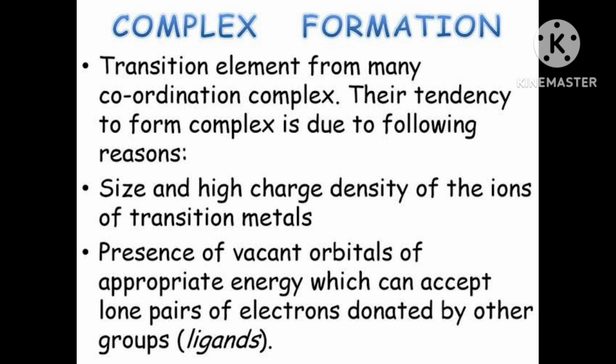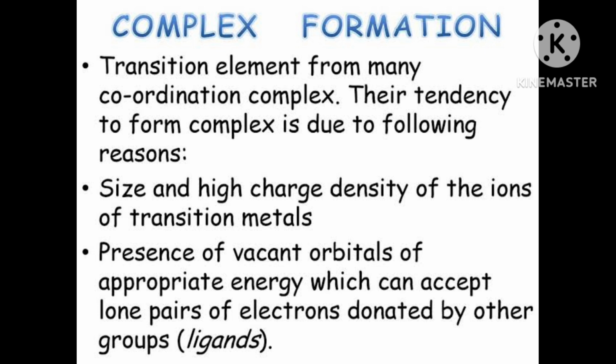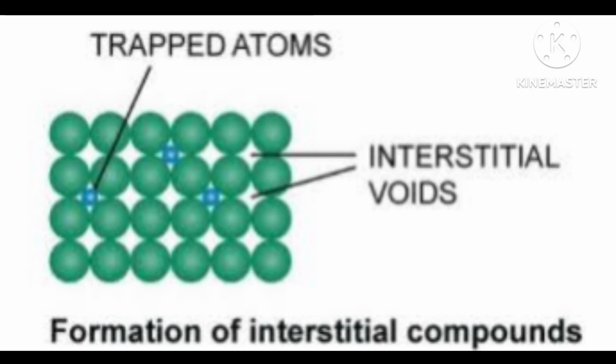This is due to the comparatively smaller size of the metal ions. Here, important point, I am repeating: the transition metals form a large number of complex compounds. This is due to the comparatively smaller size of the metal ions. Transition metal ions are smaller in size. The other reason is their high ionic charges. They have more charge. This is the second point, high ionic charges. And the third point, availability of d orbitals for bond formation.